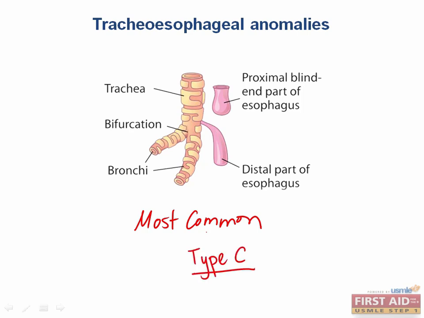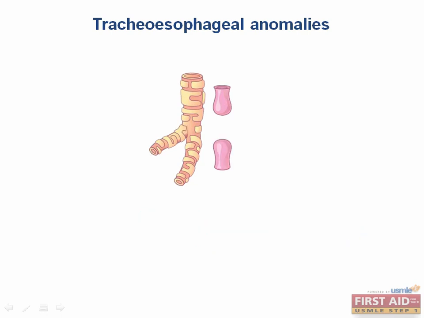You can remember this since it is the most common, C for common. There is also type A, and this is where there's a proximal and distal esophageal bud, but no middle part. There can also be, as you may have guessed, type B. This is where the proximal esophagus connects to the trachea. Type D is where the proximal and distal esophagus connect to the trachea.